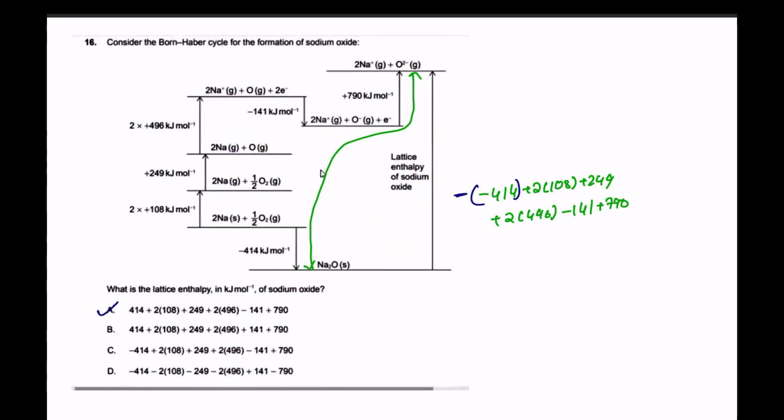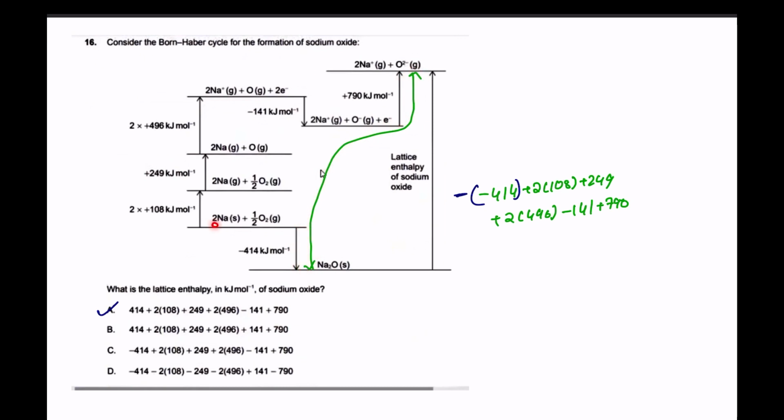Moving on to option C, we have this Born-Haber cycle, and we need to find the lattice enthalpy of sodium oxide. Lattice enthalpy is basically this line. So we have to move all the way from here to the top. The energy that we would require in this part will be equal to the lattice enthalpy.